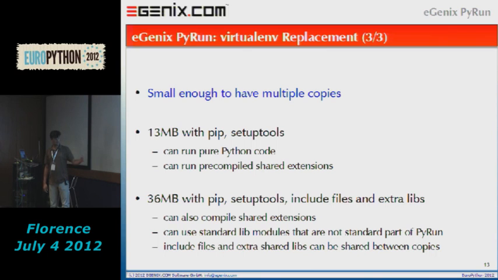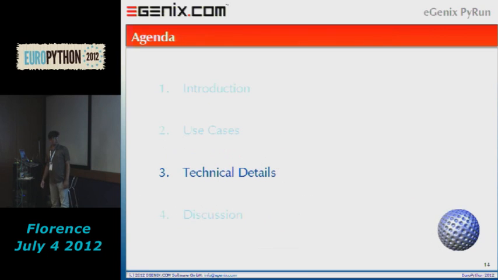If you want to do that, you have to invest a bit more disk space. It's 36 megabytes, because you also need the include files installed with Pyrun. And then you can use Pyrun to compile your extensions even on the fly. You can use easy install or pip to install extensions that come with C extensions, and it just works. And after you've compiled and installed things, you can remove those include files again, so you're back to an even smaller number. So, technical details.